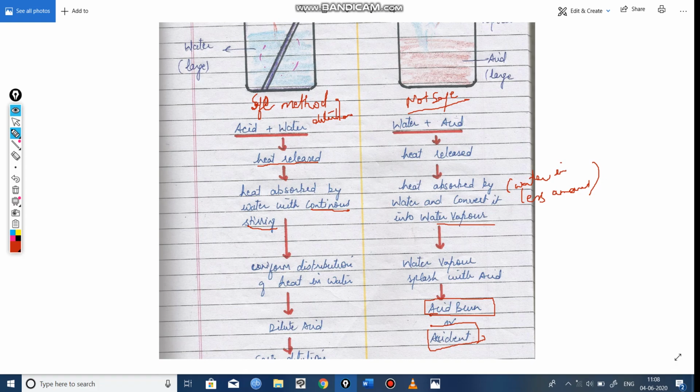So how can we convert concentrated acid into dilute acid? By addition of acid to the requisite amount of water with continuous stirring. Clear?